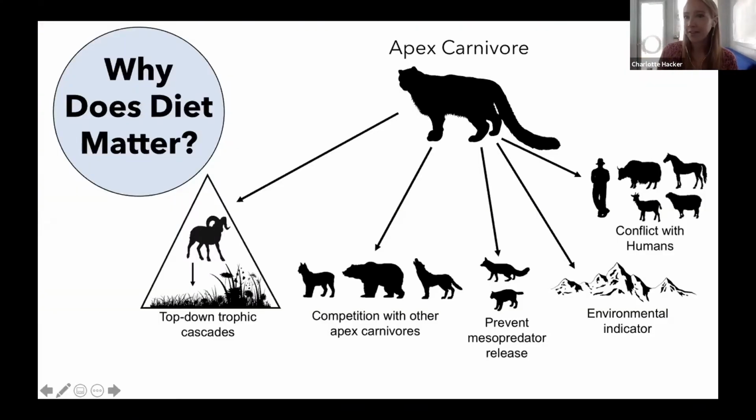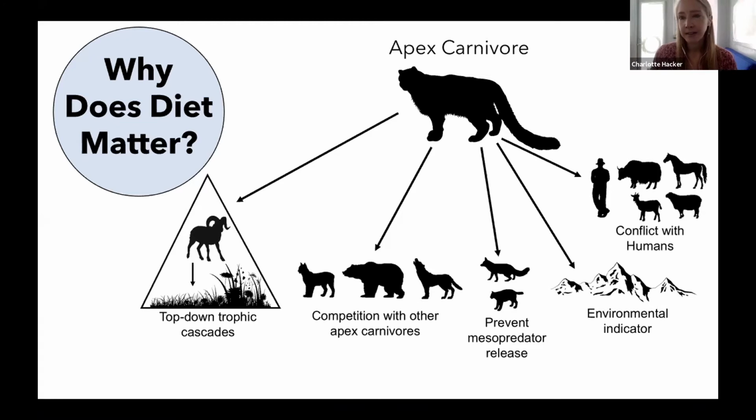So why does diet matter in the first place? As apex carnivores, snow leopards play a huge role in shaping the ecosystems that they inhabit. And they do this in several ways. So first, they work in these top-down trophic cascades whereby they control prey species, which ultimately controls grassland and vegetation.